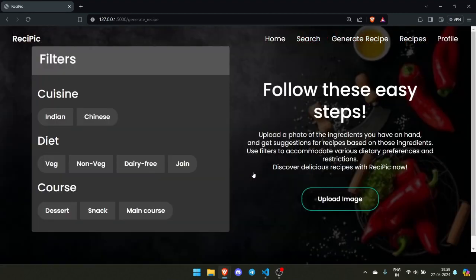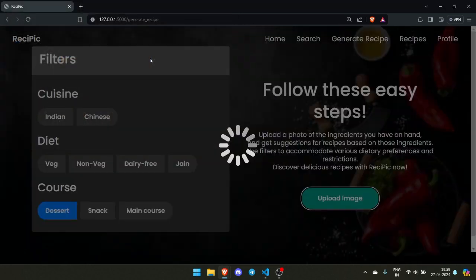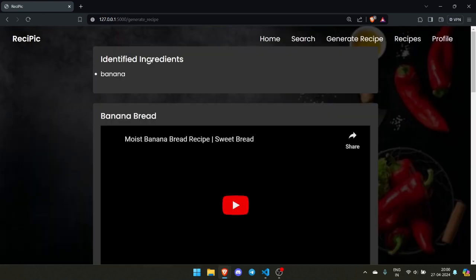So this is the generate recipe page, and this is a list of filters that you could add so that you could personalize your recipes. Let's say I want to have a dessert and I clicked a picture of a banana, so I'll upload that. Now this will first identify all the ingredients that are present in the image and then generate 4 recipes. Now each of these recipes will have a YouTube video attached so that we can follow along easily.